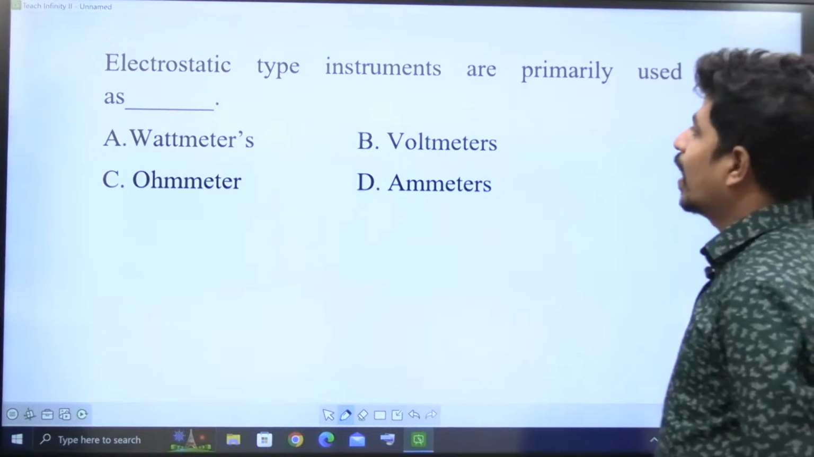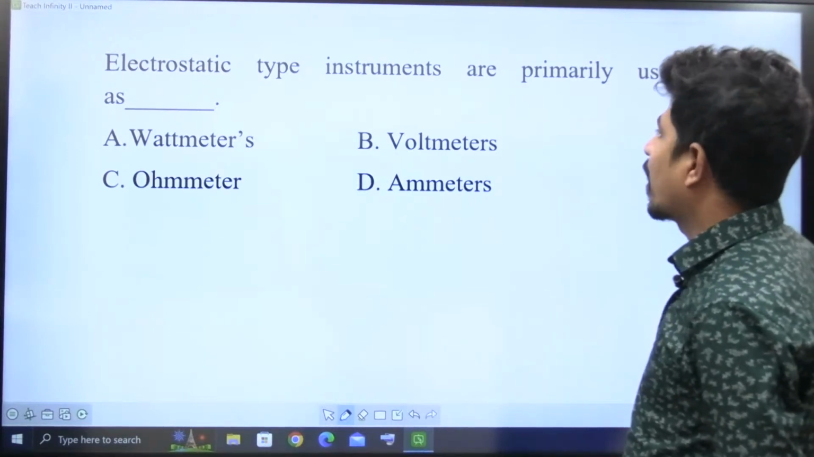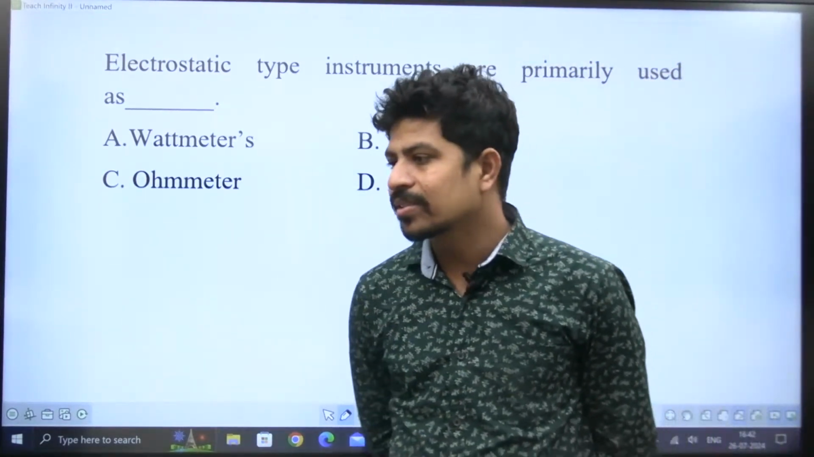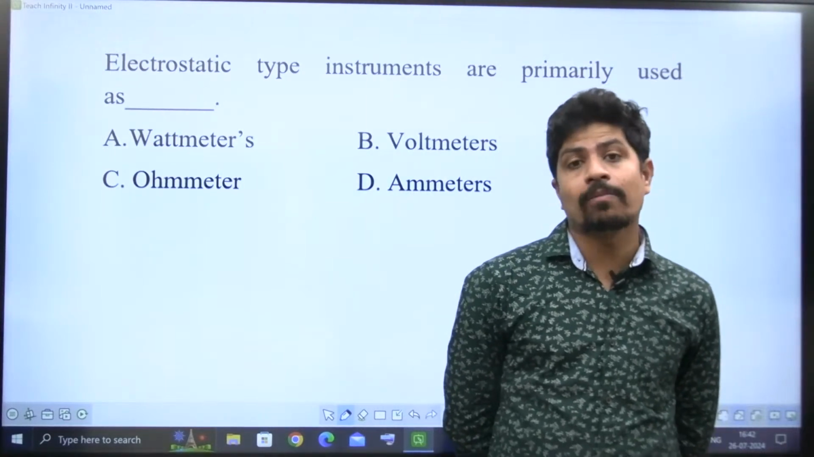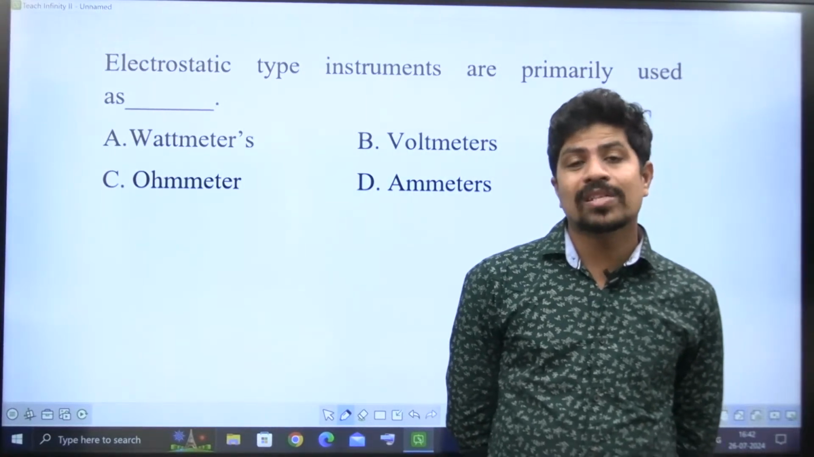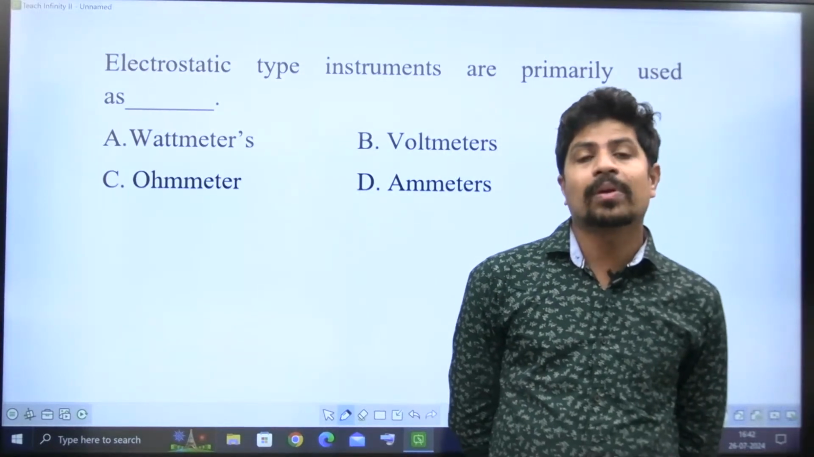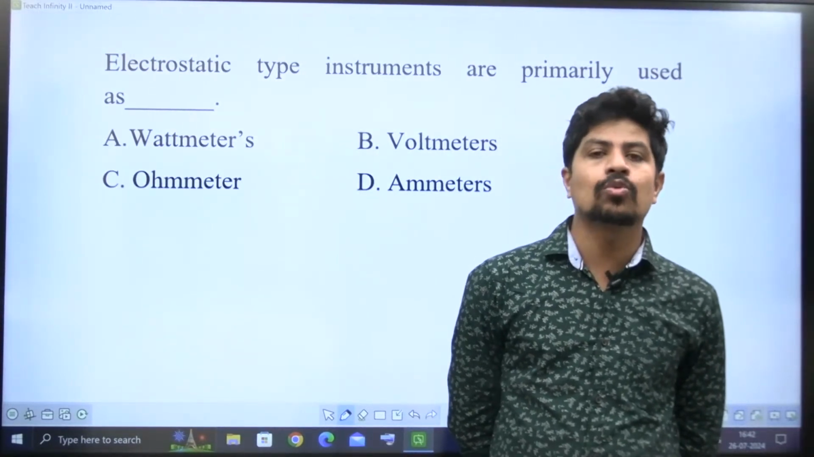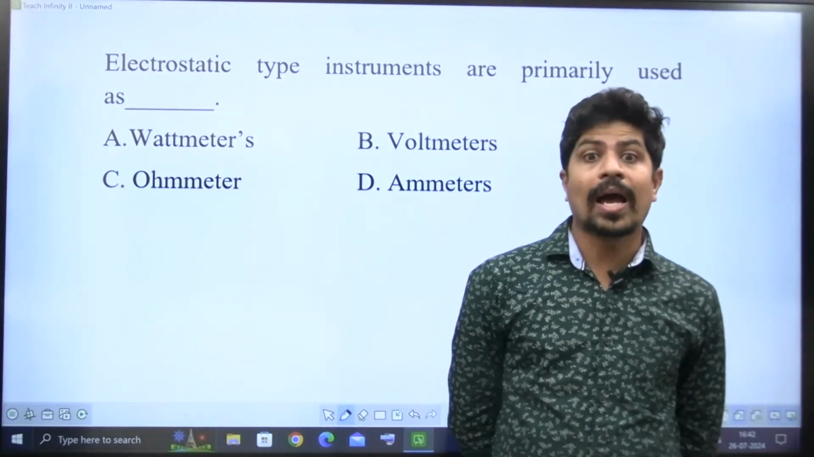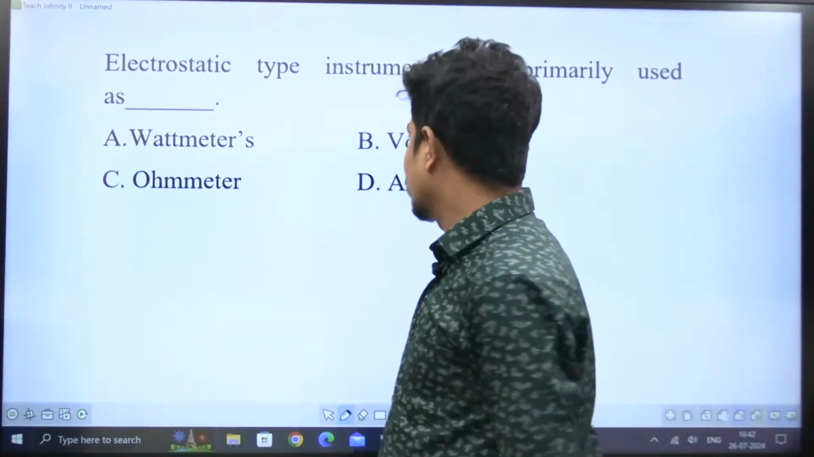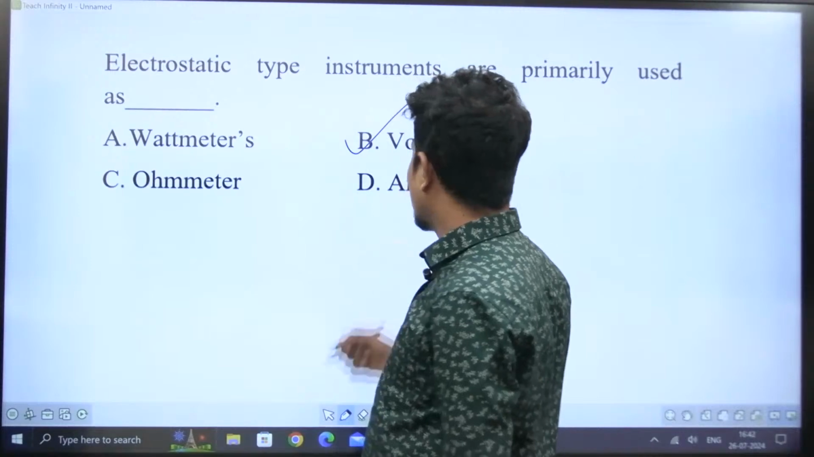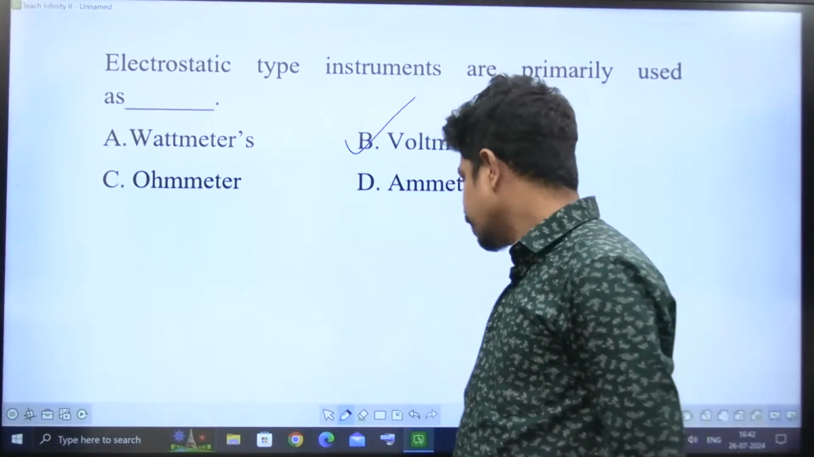Electrostatic type instruments are primarily used as, see, electrostatic type voltmeter you might have studied. The electrostatic type instruments are primarily used as voltmeters. For high voltage measurement applications, electrostatic voltmeters are used. Yeah, primarily used as voltmeters, right?